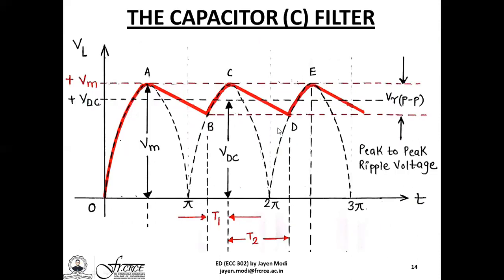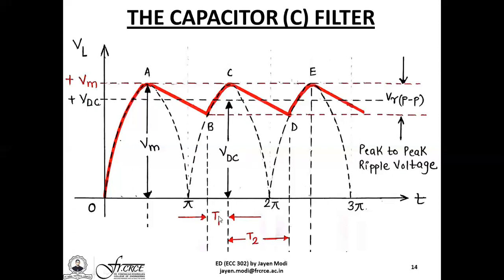So what we see is that the entire pulsations, or the entire fluctuations, which were varying from 0 to Vm, have now been decreased to a very small value, which is given by the expression VR peak to peak. This is nothing but the peak to peak ripple voltage. So all these variations have been further minimized.